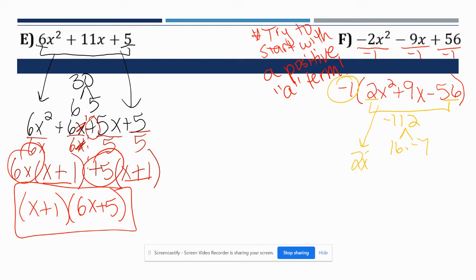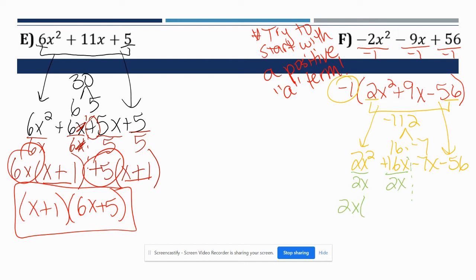Bring down our 2x squared. That's a positive 16x, a negative 7x, and bring down negative 56. We now have 4 terms to do factoring by grouping. Our common factor on that left side is 2x.